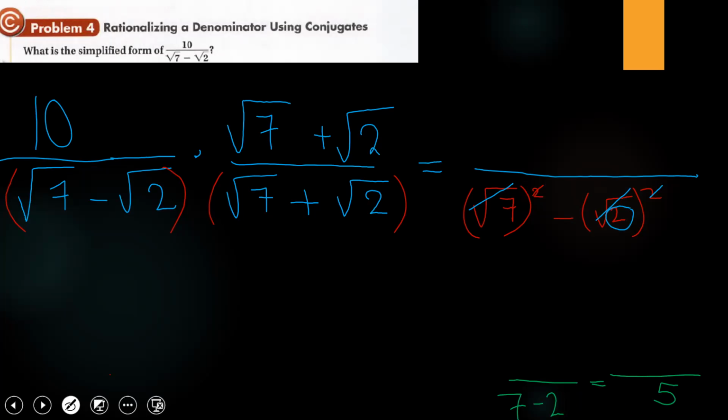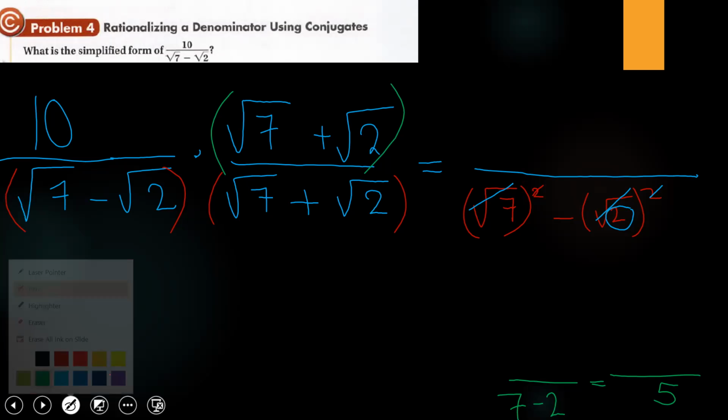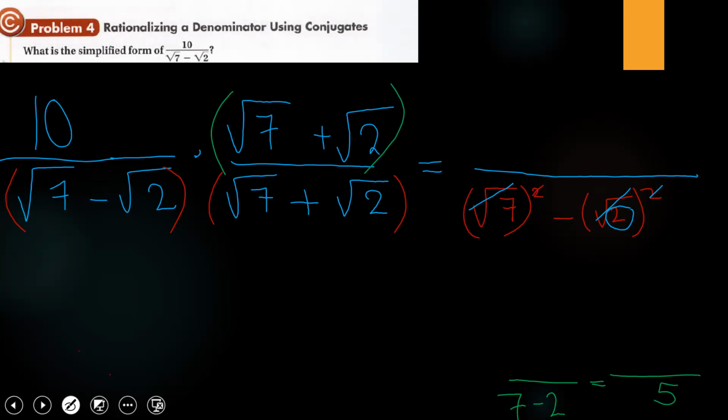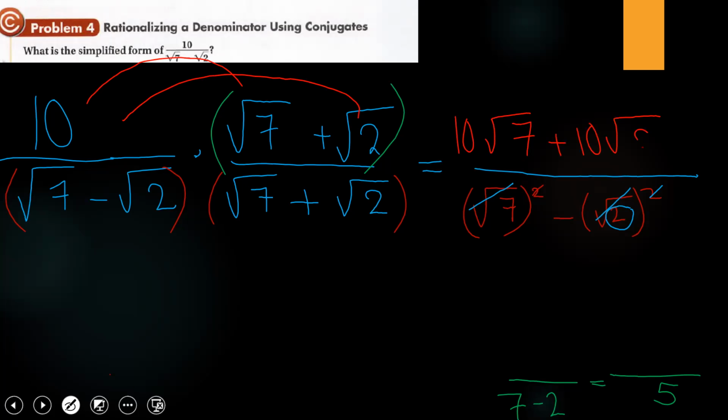Now let's come back to the numerator. To the numerator here, as you see, we have 10, and it's multiplied by the square root of 7 plus the square root of 2. So what do we have to do? We have to multiply them like what we said yesterday, by the distributive property. So we say it is 10 square root of 7 plus 10 square root of 2.